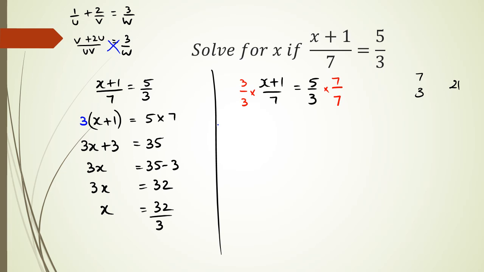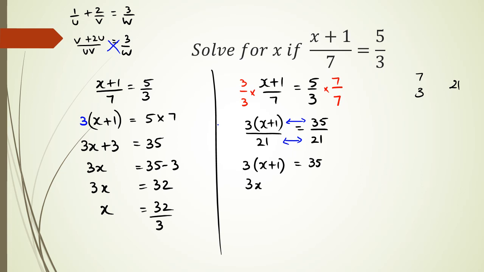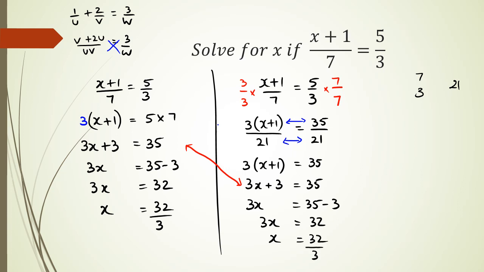Now when I do this, I have 3 times x plus 1 over 21 equals 35 over 21. Because the denominators are the same, the numerators must be the same as well, because it's saying equals. So I can straight away write 3 times x plus 1 equals 35. And when I expand this, I get 3x plus 3 equals 35. Straight away you'll notice that this is the same thing we were working with before, because from here onwards we do the same steps. 3x is equal to 35 minus 3, which is 32. So we have 3x equals 32 and x equals 32 divided by 3.